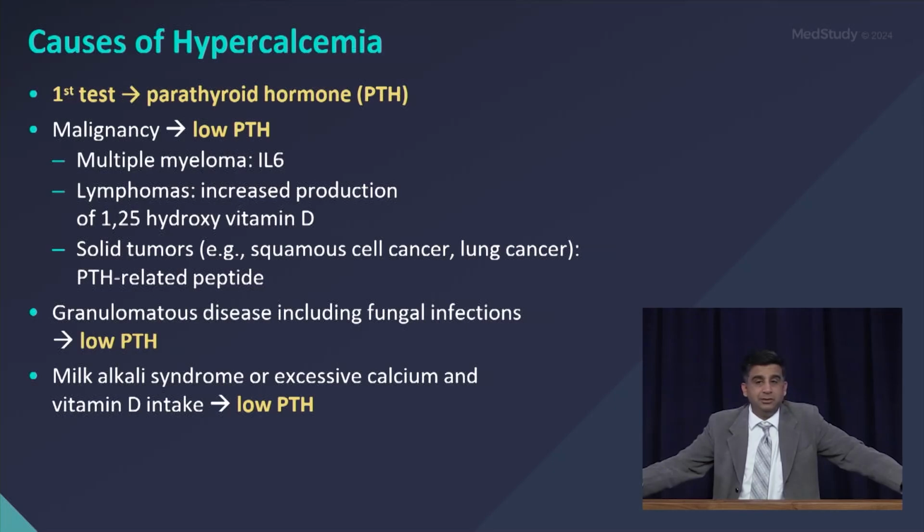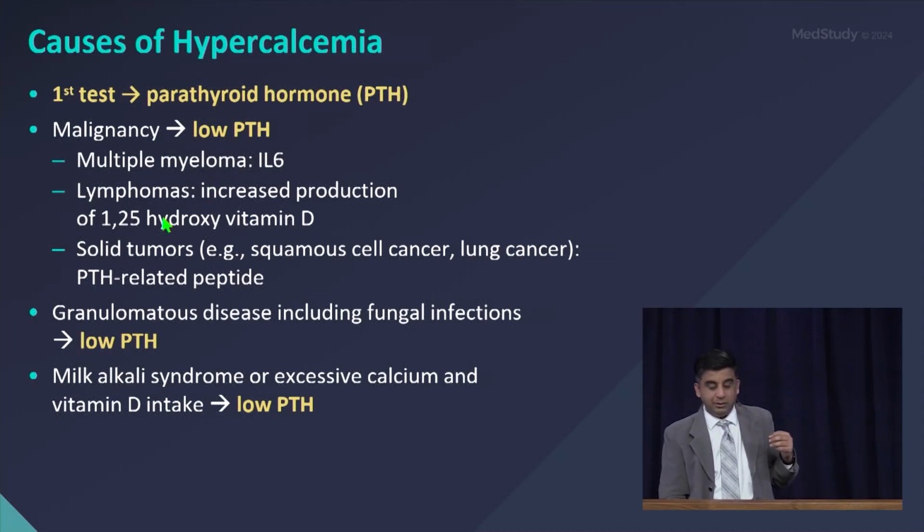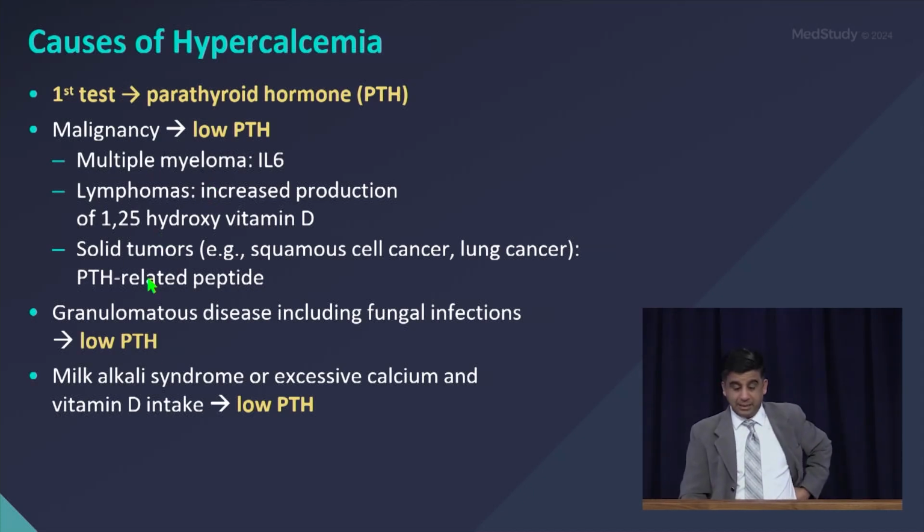What is the first test you're going to do for calcium? PTH, PTH, PTH. Anytime you have high calcium, the first test you should do is PTH. And if the PTH is low, then your differential is either malignancy, or granulomatous disease like fungal diseases like histoplasmosis or sarcoid, or somebody is taking a lot of calcium and vitamin D. All of them will have low PTH.